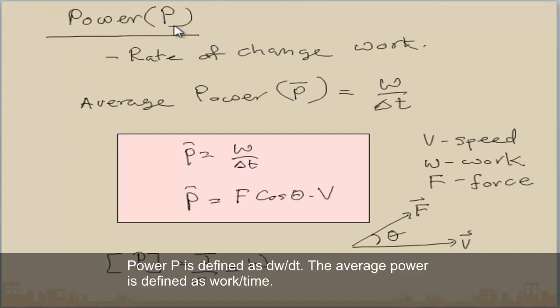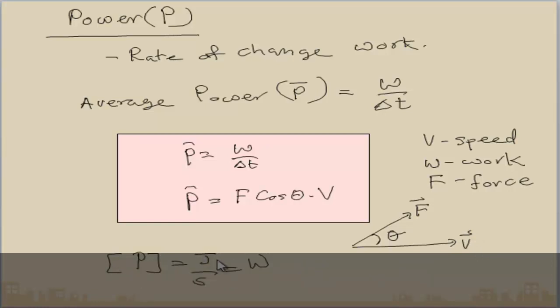The last section is power, P. Power is the rate of change of work. We can define the average power as the work divided by delta T. There are actually two equations. Average power equals W over delta T, and also average power equals force times cosine theta times the velocity. In this case, theta is the angle between force F and velocity v. The units of power are either joules per second or watts.